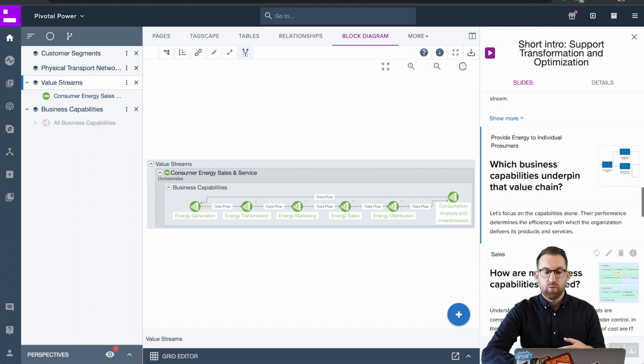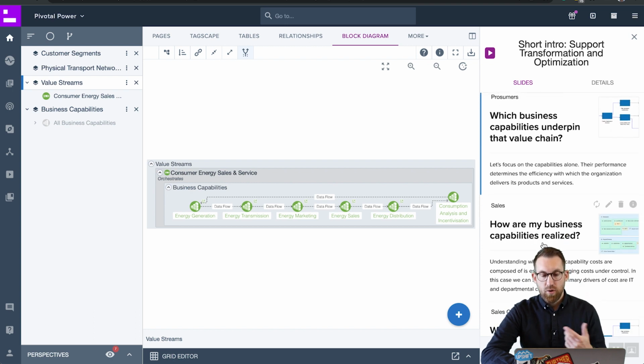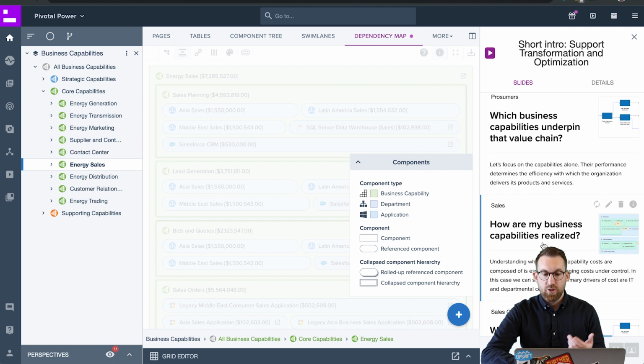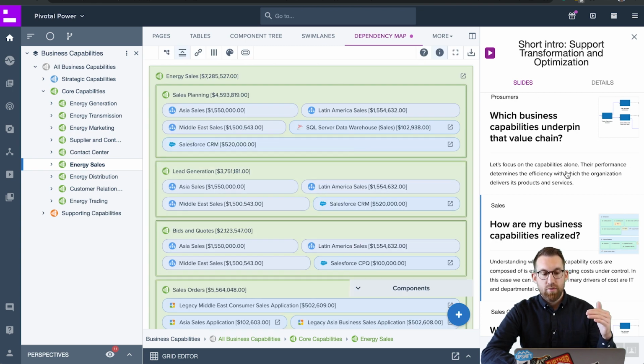Underpinning each of these value streams, you can drill down into the actual capabilities. Here you can start to measure critical attributes on those capabilities, things like cost, risk, maturity, etc. One great, easy way of looking at this, especially around optimization, is to think about it from a cost perspective. In order to do this, we've modeled the departments or locations and the applications that are underpinning or realizing these capabilities.